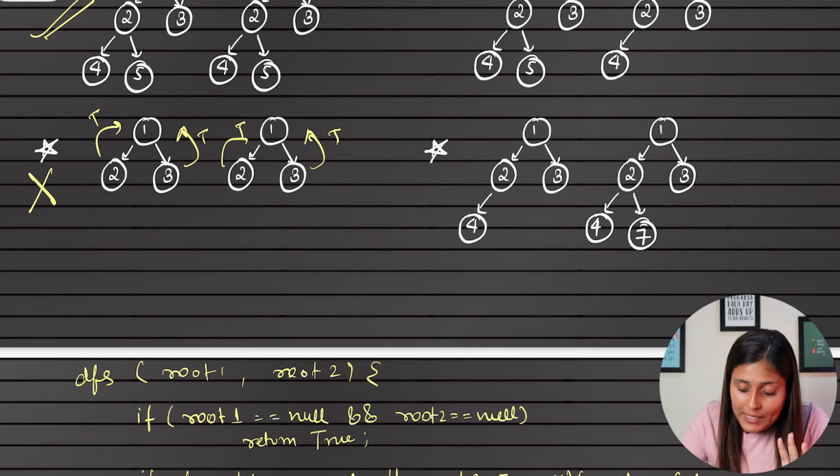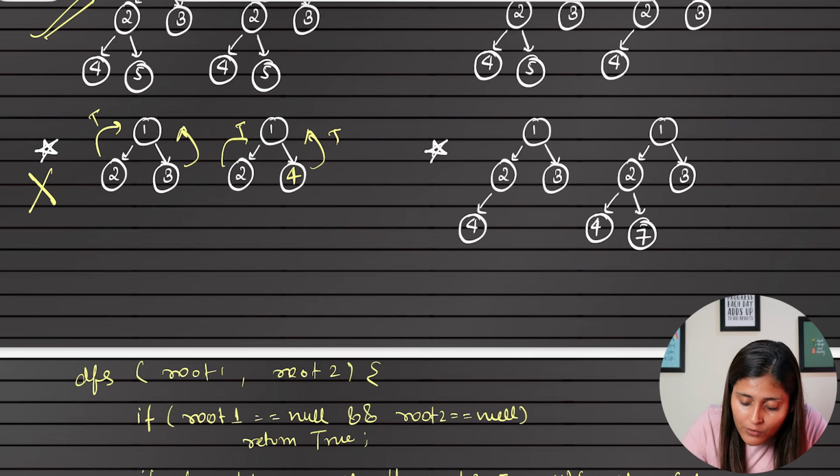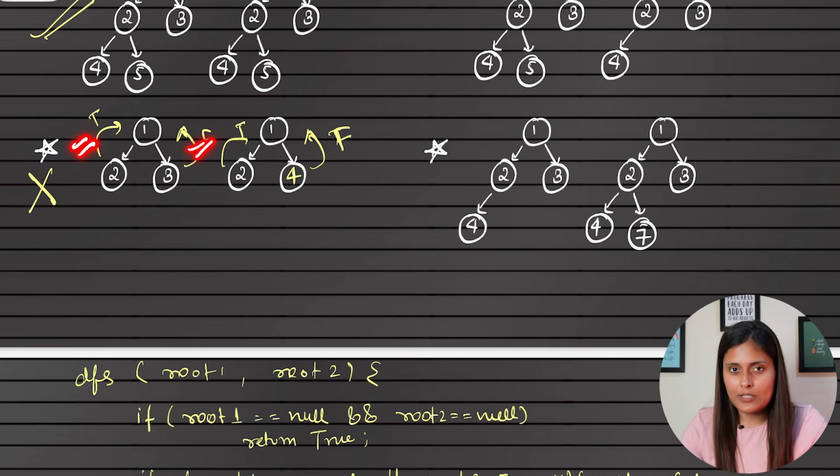Think again. Means what if this was not 3 and this was 4? Then for sure the right call would have returned false, means one returns true, other returns false. So can we say these are the same tree? No, na. Means both should be true. Tree means tree left side and tree right side.